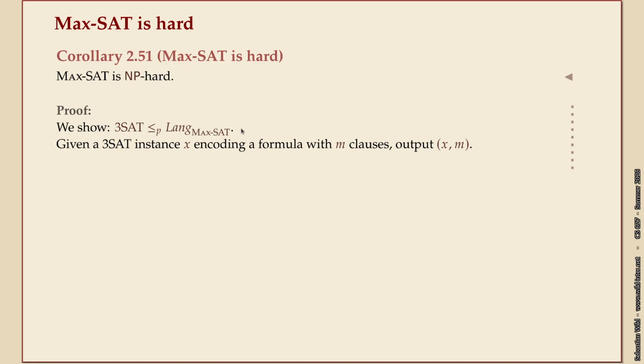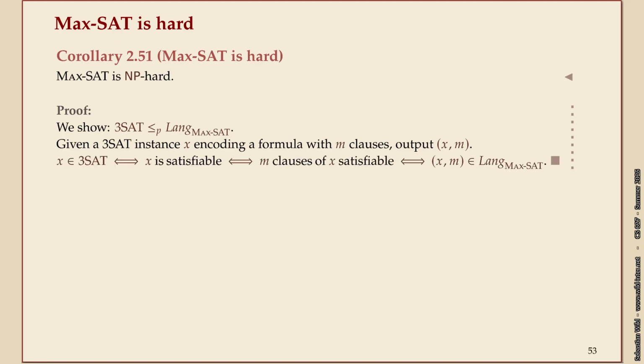And this is actually very easy because it's kind of a special case of max SAT if you look at it. So given any 3-SAT instance X, and suppose it has m clauses, then we just produce this pair (X, m), which means, can I satisfy all clauses in my formula? That's exactly satisfiability. So the rest is just this chain of equivalences. X is a yes instance of 3-SAT if and only if it's satisfiable, which means all of its m clauses are satisfiable. That means (X, m) is in the threshold language.